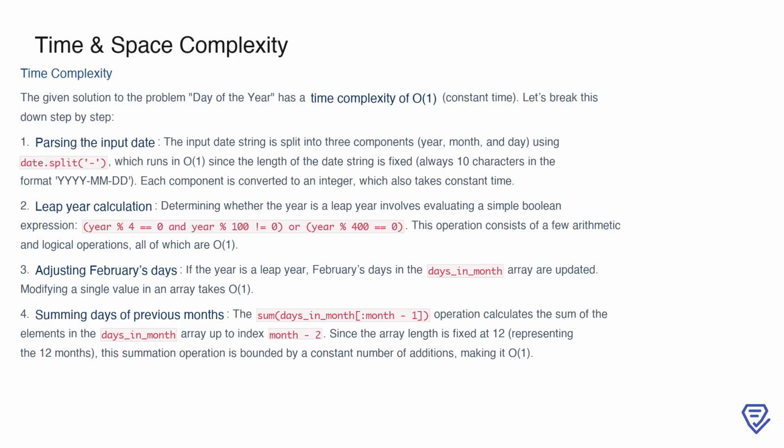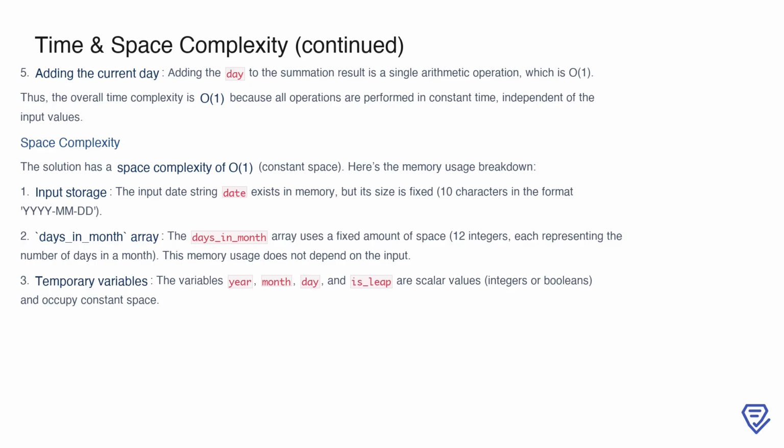Finally, we compute the sum of the days for all months preceding the given month. Since the array days_n_month is fixed at 12 elements, summing a subset of these elements is bounded and takes O(1) time. These steps collectively show that the time complexity is indeed O(1). Adding the current day of the month to the previously computed sum is a straightforward arithmetic operation, which also takes constant time. Altogether, the solution does not include any loops or operations that depend on the size of the input, so the overall time complexity remains O(1).